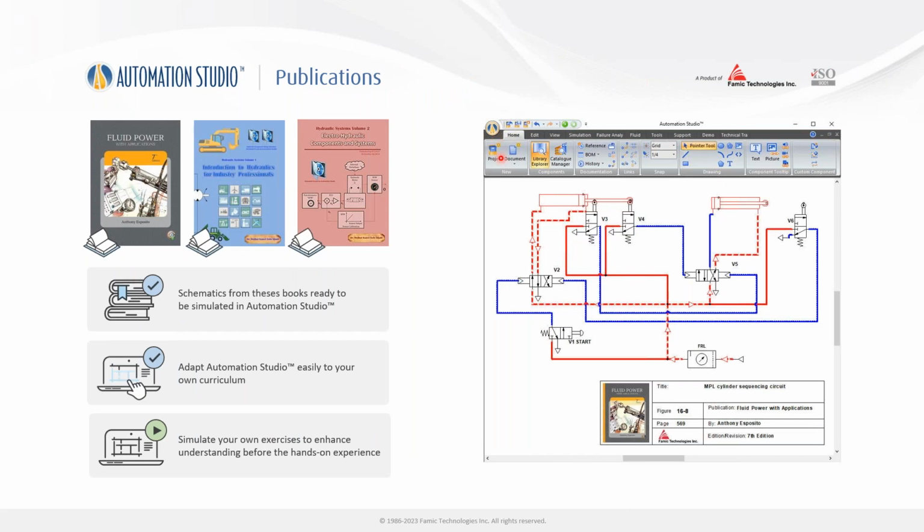We also provide some technical publications in Automation Studio. Okay, and there are some exercises from this book available in Automation Studio. For example, you can see this circuit. So this circuit is from this book, that is Fluid Power with Applications by Anthony Esposito. Similarly, there are many more circuits and exercises from other books also.